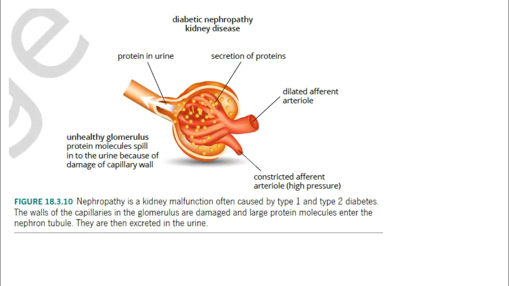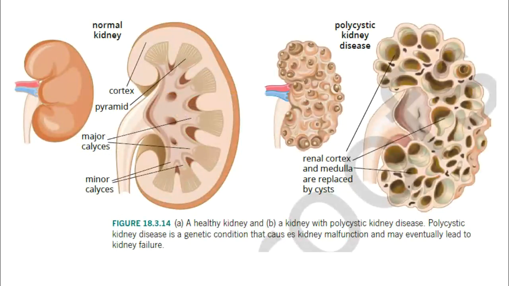So here we see nephropathy, which is a kidney malfunction caused by diabetes. We can see that there's protein present in the urine, and unhealthy glomerulus protein molecules spill into the urine because of the damage in the capillary wall here.